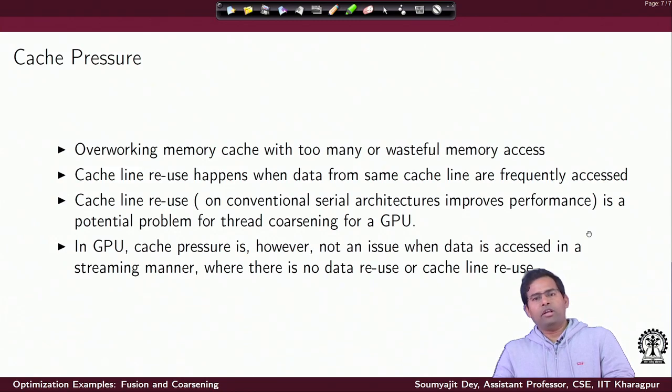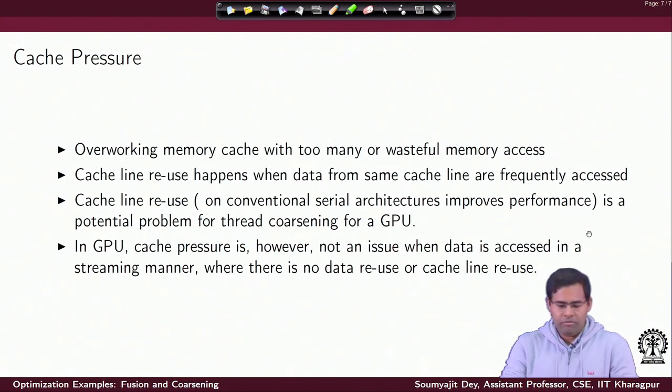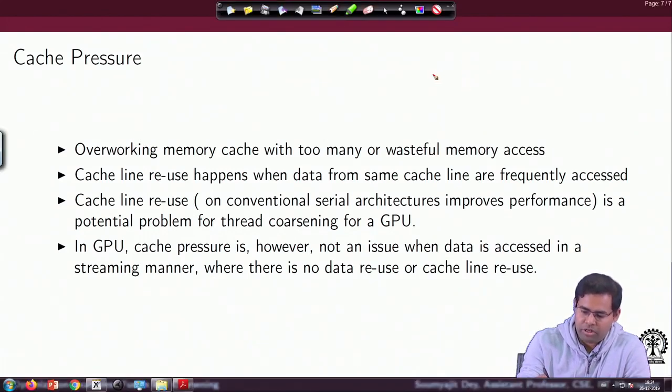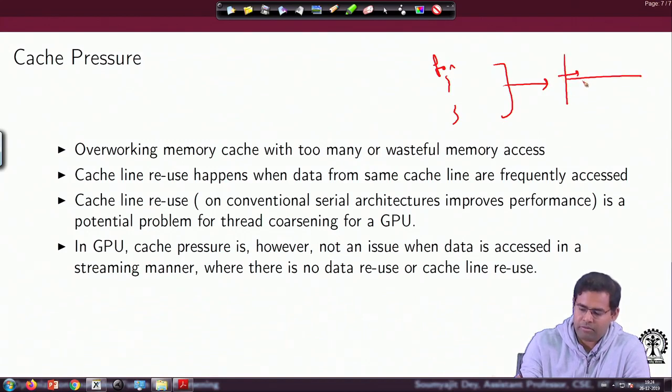So if the original kernel has a lot of instances of per-thread cache line reuse, in the coarsened kernel there will be further iterations. So just to try and take a picture here, suppose you have a for loop where one thread ID is accessing the same cache line for consecutive memory locations, right?